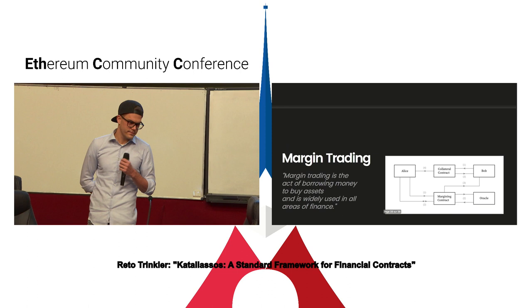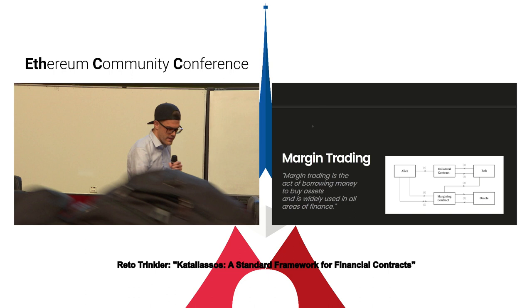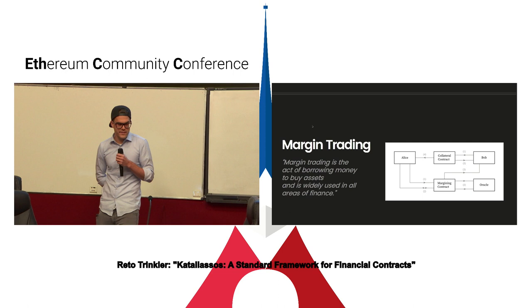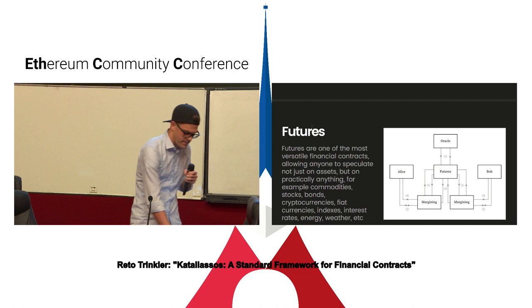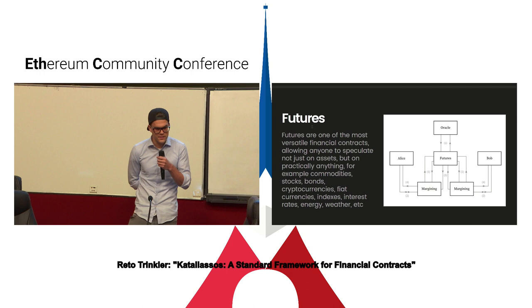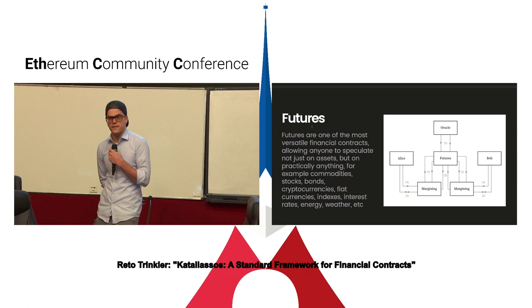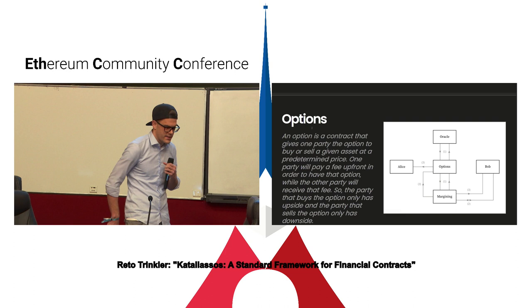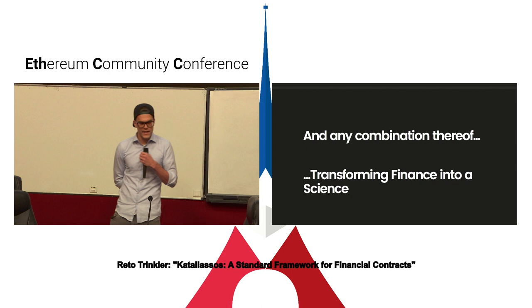Or margin trading is quite easily done. And short trading is essentially very similar to margin trading as well. Same with futures trading. Futures trading, same as margin trading, requires an oracle, which is essentially done by Chainlink. Similar for options. And really any combination thereof.